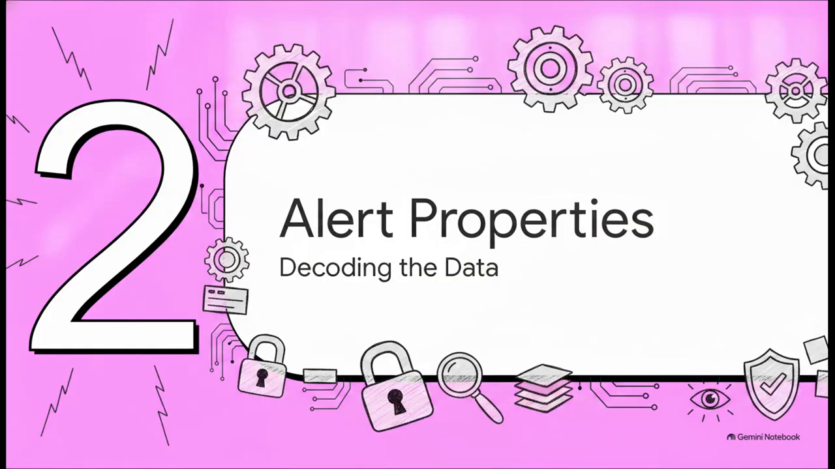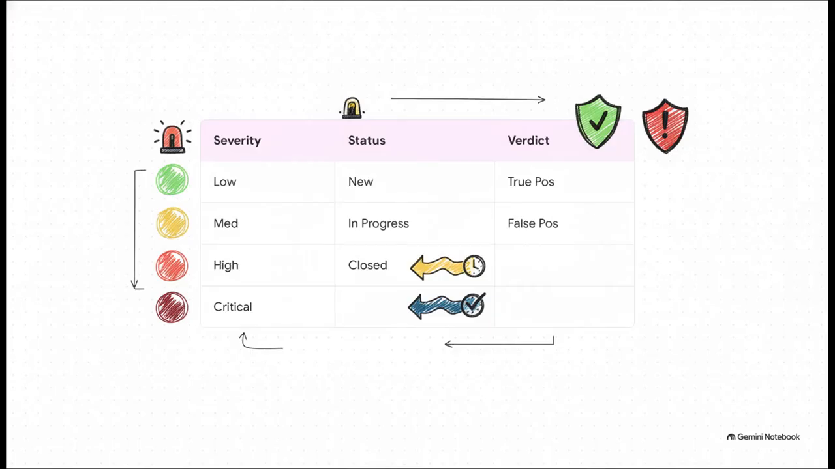Moving right along to Section 2, decoding alert properties. It's time to decode the data. Every single alert comes packed with data that you need to be able to decode instantly. First up are severities. These are almost always color-coded, running from low or informational, usually in green, moving up through medium and high, all the way to critical or urgent in flashing red. Then you have statuses, which track your workflow. Basically, is the alert new, is it in progress, or is it closed? And finally, the verdicts. True positive, meaning it's a confirmed real threat, or false positive, meaning it's no threat at all. Understanding these exact fields dictates precisely how an alert is going to move across your desk.